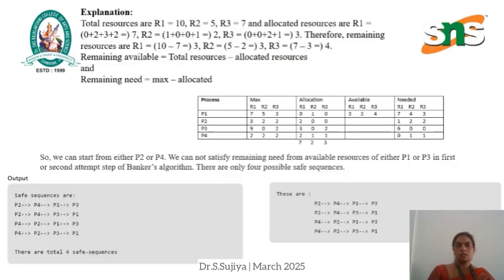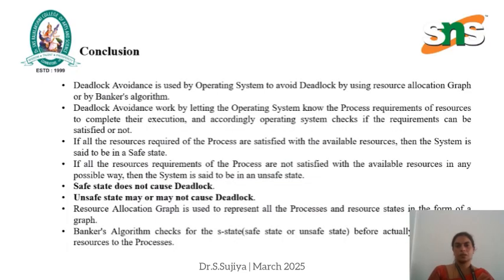So this is what has been explained here, which I explained in the previous slide. Deadlock avoidance is used by the operating system to avoid a deadlock by using the resource allocation graph or Banker's algorithm. Here the resource allocation graph can be applied only for a single process, whereas Banker's algorithm can be used for multiple processes.